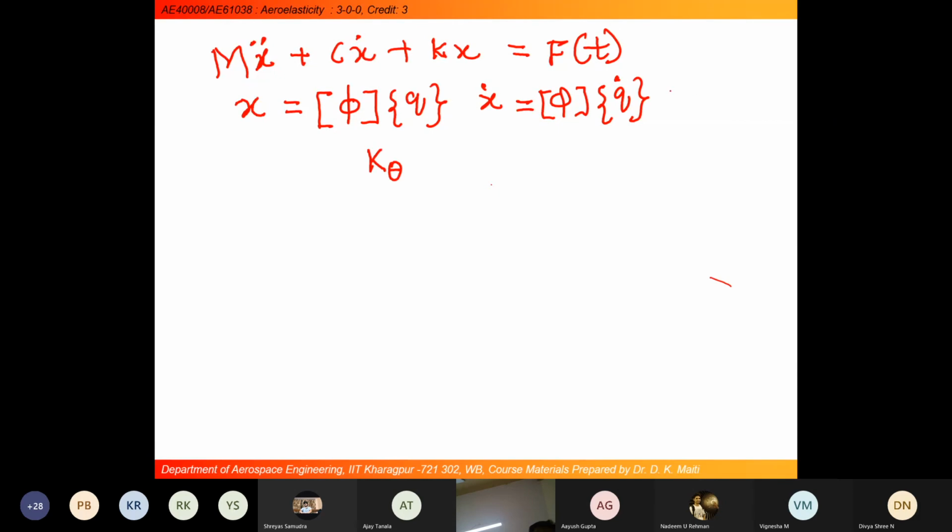Similarly, if I take x double dot also, it will be phi into... you have class after this, no? Yes, sir. So I'll continue next day. First I will discuss the modal concept, then I will come to aeroelasticity. Okay.